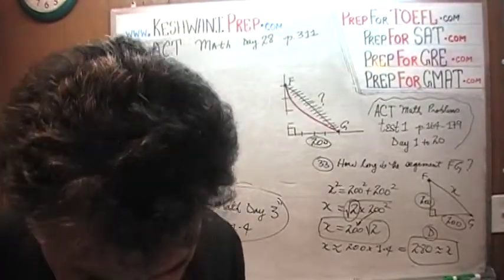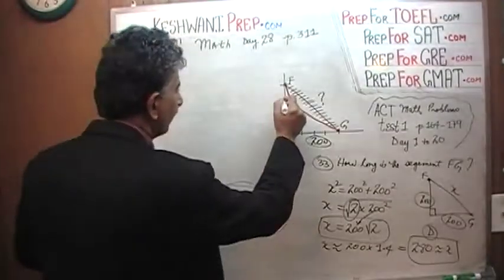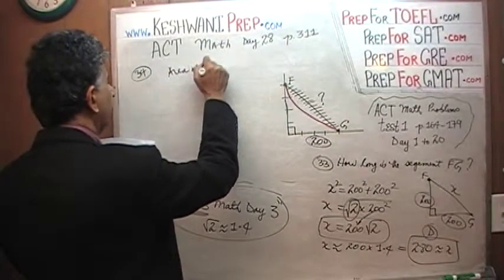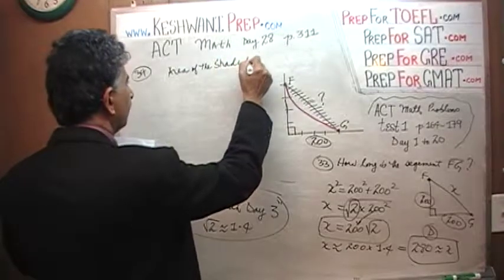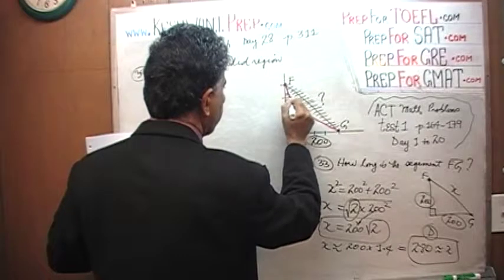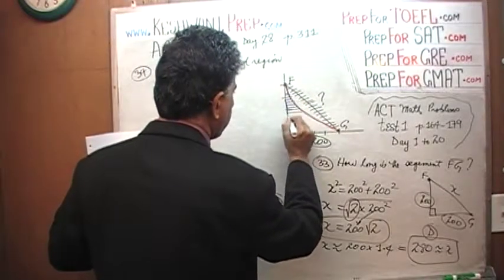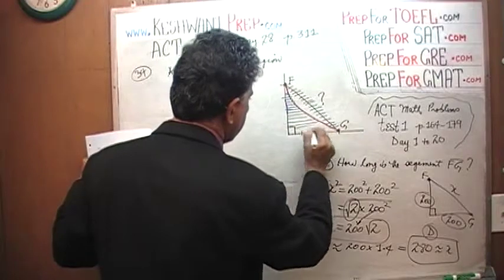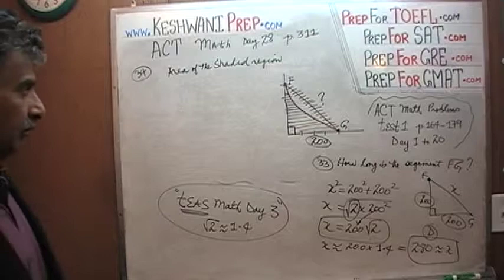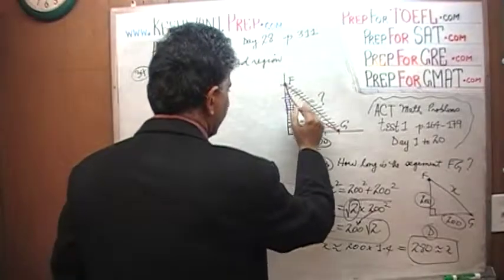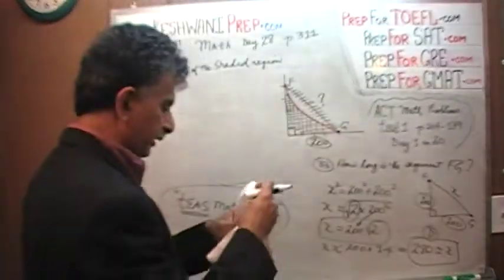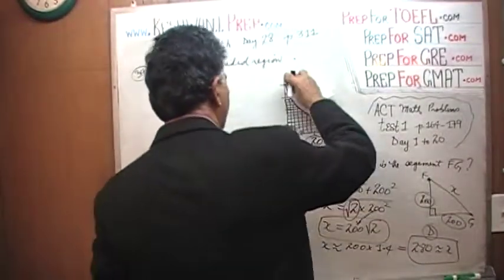In number 34, we're looking for the area of the shaded region. And the shaded region is this part right here. This part we're talking about. Well, how do we find the area of that region? Again, it's very difficult to figure out the area of this region by itself. What we're going to do is figure out the area of this particular triangle.